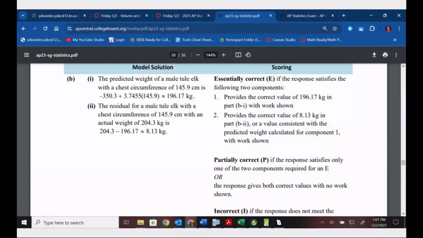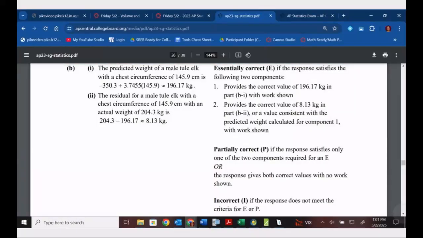If you showed work, which can be as simple as just showing that you're substituting into the formula, and then your answer, please make sure that your answers have units. And then the residual: residual equals actual minus predicted. So you would show that subtraction. If you got both components, give yourself an E. If you only got 1 of the 2 components, give yourself a P. Or if you got correct answers but no work, give yourself a P.